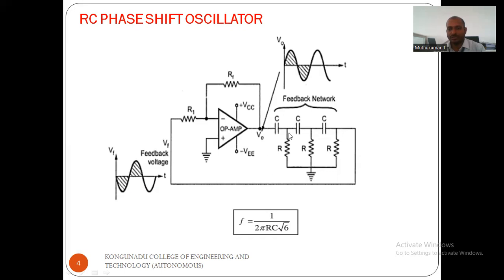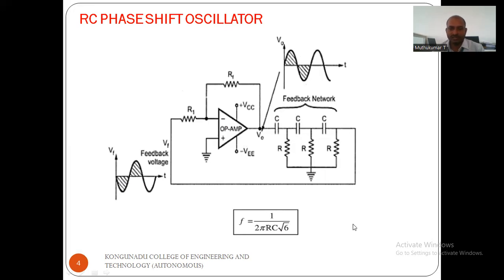We are using 3 RC networks, and every RC network produces a 60 degree phase difference. So the total phase difference is 180 degrees. This 180 degree phase difference is given to the operational amplifier, which also provides a phase difference. This is the feedback voltage, with the negative cycle swinging short. This is the output voltage of the operational amplifier, which is a sinusoidal waveform.